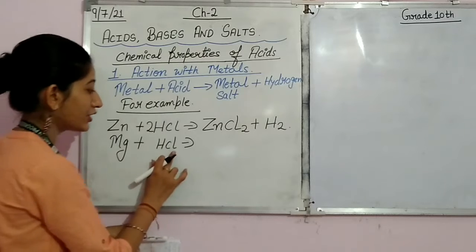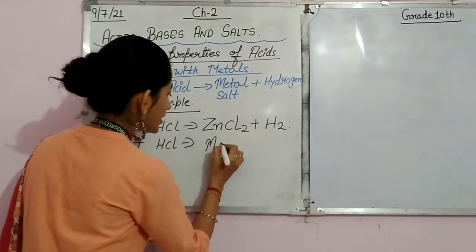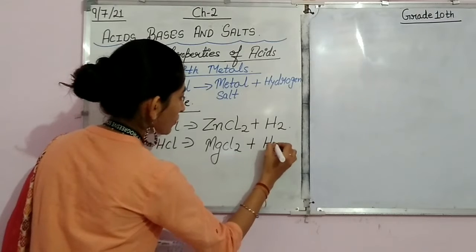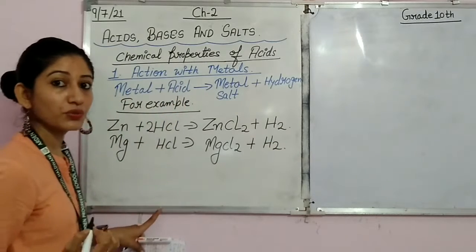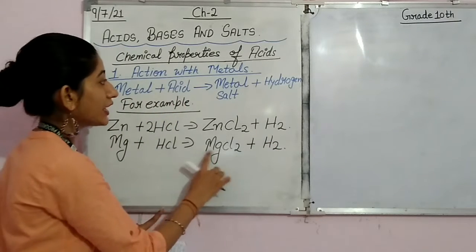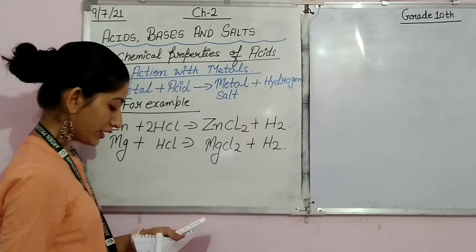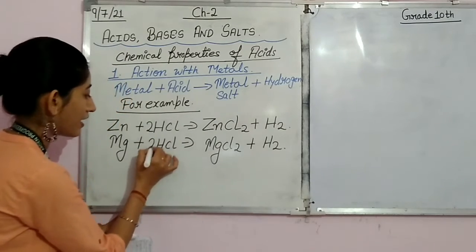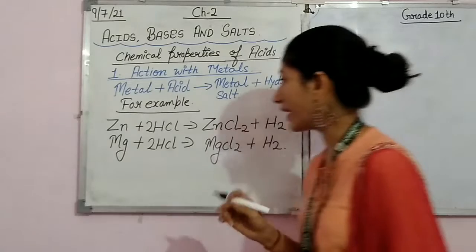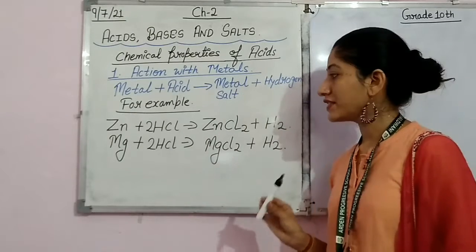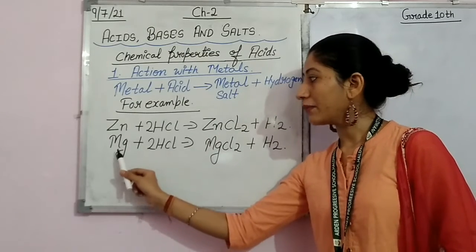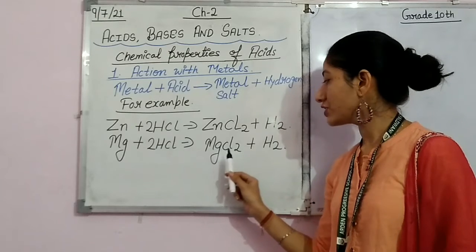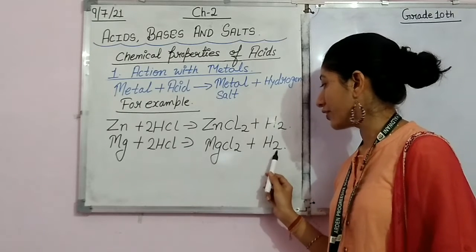Metal plus acid will give MgCl2 plus H2. Why? Because MgCl2 is a metal salt and H2 is hydrogen gas, and when we balance it, it will come like this. So what we have seen is that when we react magnesium with acid, it forms magnesium chloride plus hydrogen gas.